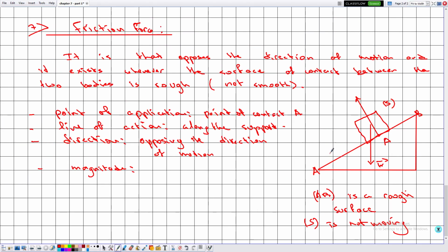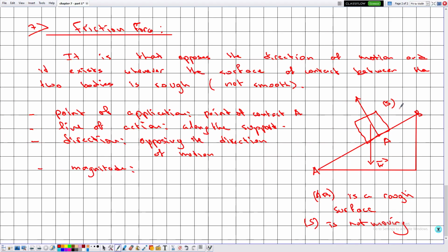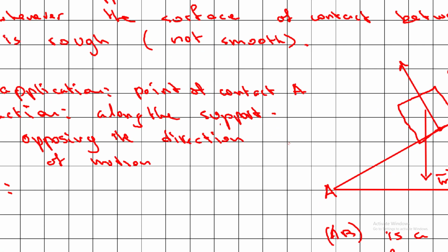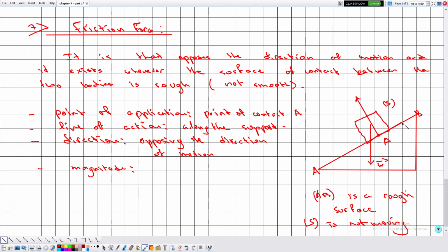So always the line of action and the direction of F is opposite to that of motion. First of all, we specify the direction of motion. So this is the direction of motion. Then the line of action and the direction of the friction will be simply like this. So this is the force F, but here we need to be very careful because F will be represented along the point A. For this reason I have mentioned point of contact A, along the support, opposing the direction of motion. So this is the direction of the force F. Let me represent it in blue.